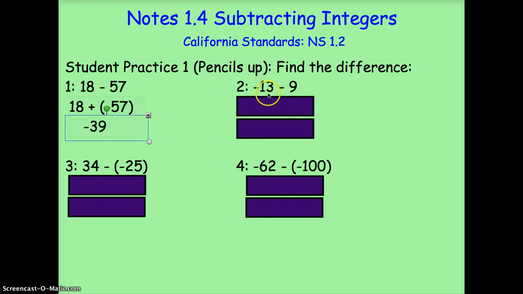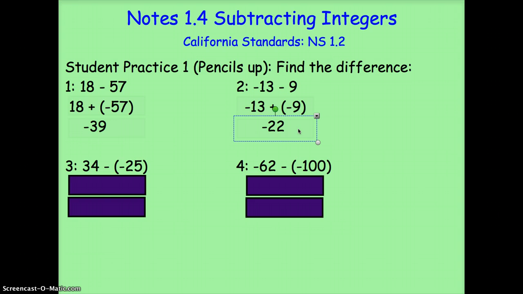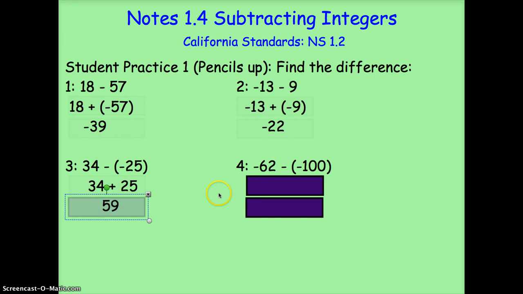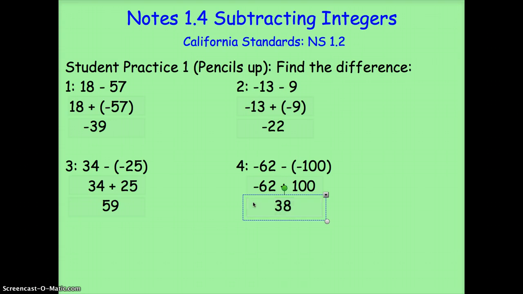Problem number 2, again, skip, change, change. Now we're adding two negatives, so our answer gets more negative, negative 22. Problem number 3, skip, change, change. We've now gotten rid of the negatives, and it's a simple addition problem. Again, number 4, skip, change, change. We have a positive and a negative, which tells us we're secretly subtracting, and our final answer will be positive because the positive has the greater absolute value.